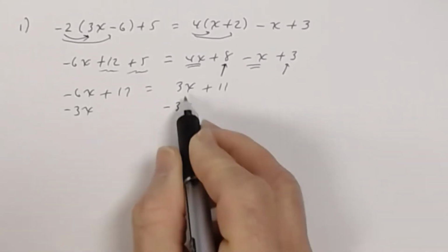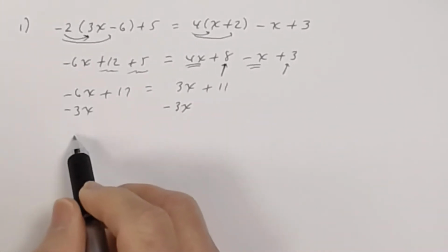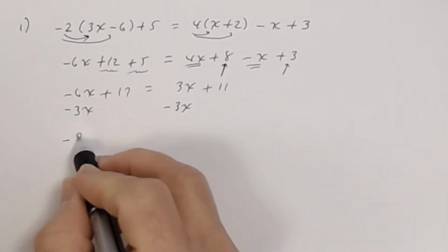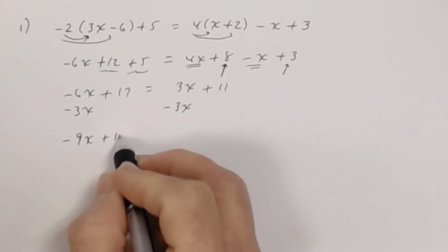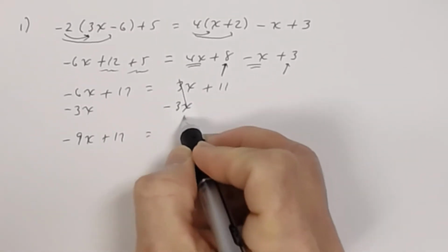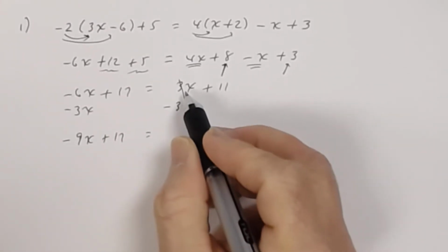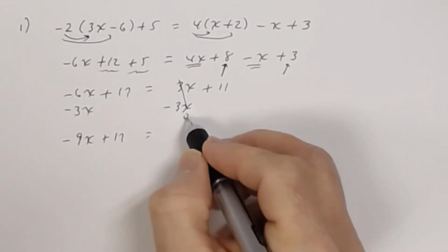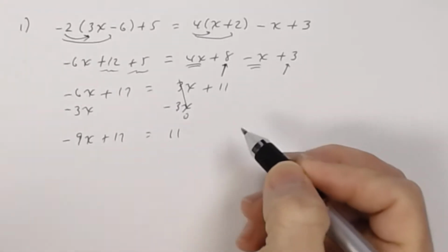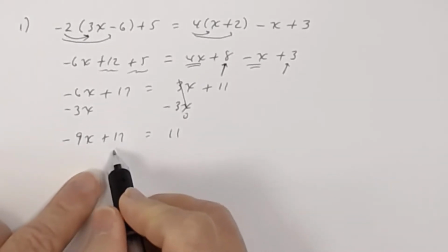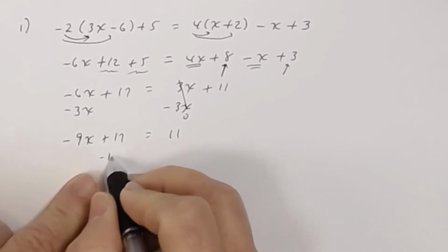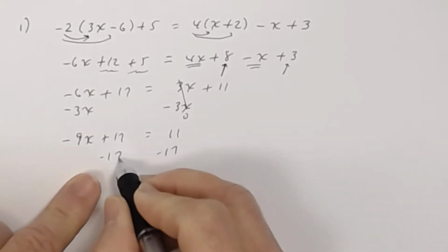Notice I'm aligning my like terms, and then let's combine them. So a -6x and a -3x is a -9x plus 17 equal, this is now 0. That's what you wanted there. So you wanted this x term gone from this side. And you have 0 plus 11 is 11. All right, now I'm going to bring the constant to the other side. So right now I'm adding 17. The opposite is to subtract 17. So what you do to one side, you do to the other.